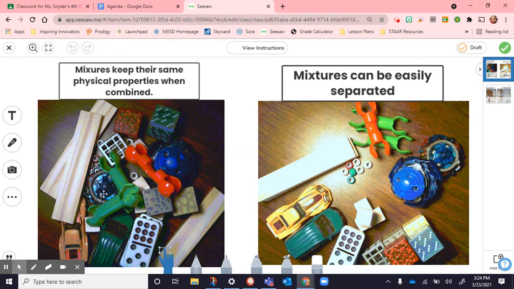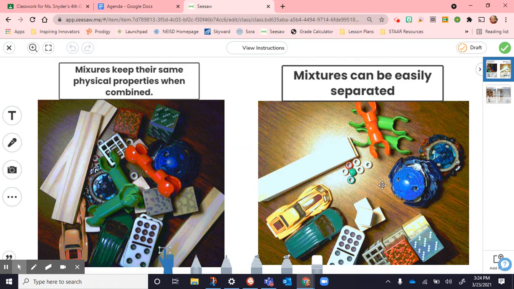The first one, we did our activity with the toys. We got a bunch of random, small little toys and put them together, and we created a mixture. And we said mixtures keep their same physical properties when combined. Then we saw how they could easily be separated. So these, we combined them. They're a mixture because they have 2 or more things combined together. And you can see it was really easy to separate those.